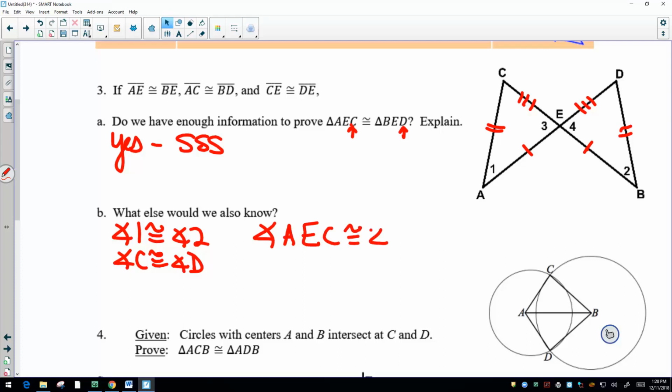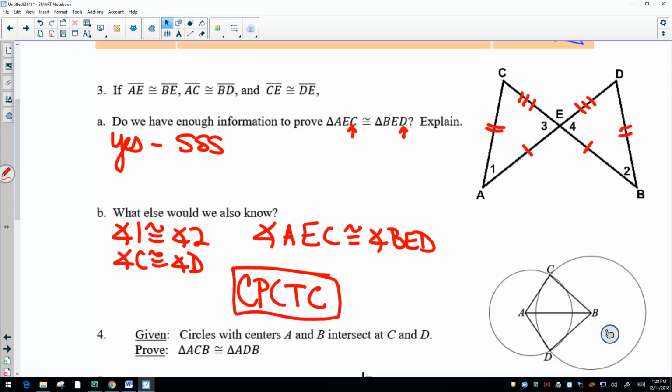Okay, so I have to do the same on the other side, which means it would be angle BED. It's just keeping the parts in order and matching them up. And this is all coming from the fact we had that CPCTC, standing for corresponding parts of congruent triangles are congruent. So my triangles are congruent, parts are congruent.